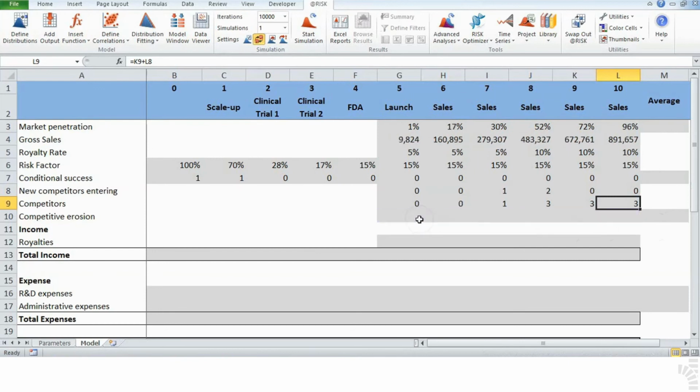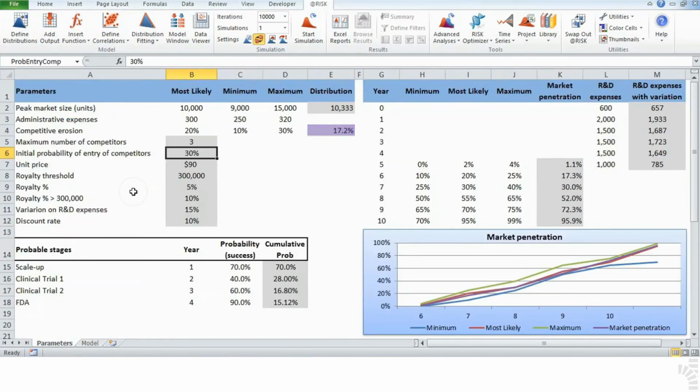On row 10 we insert competitive erosion. Erosion here refers to how many percentage points of total market penetration are shaved away by every competitor present in the market on any given year. Observe on E4 of the Parameters tab, a cell named Comp Erosion. Competitive erosion has been deemed as a PERT distribution with a minimum value of 10%, a maximum value of 30% and a most likely scenario of 20%.